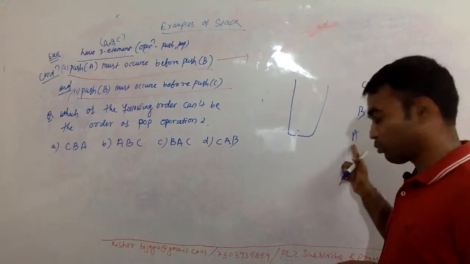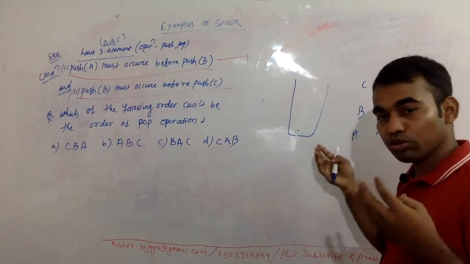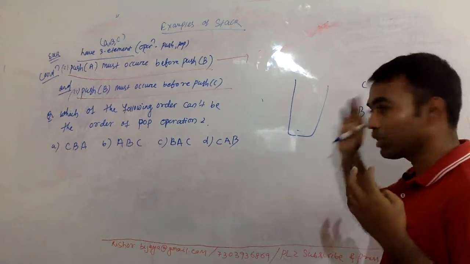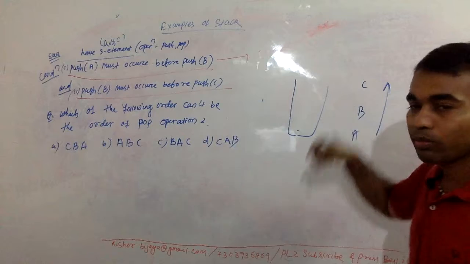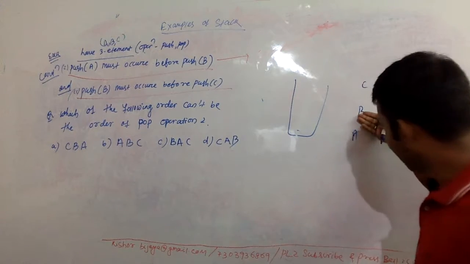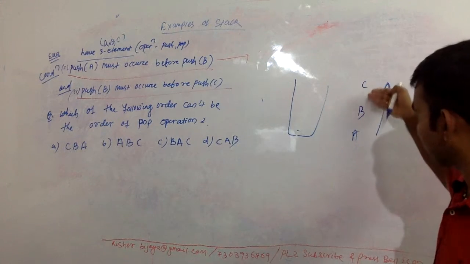First push A. Once you are able to push A, then only you are able to push B. Then only you will be able to push C. That means before pushing B, push A. Before pushing C, push B.